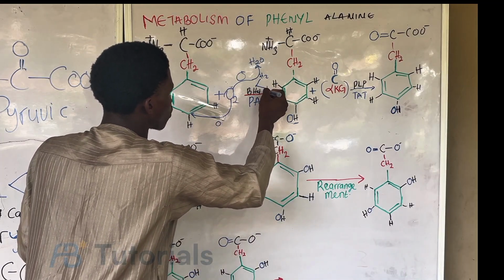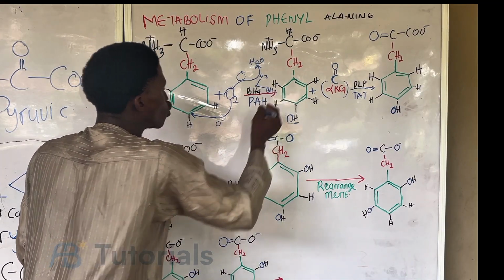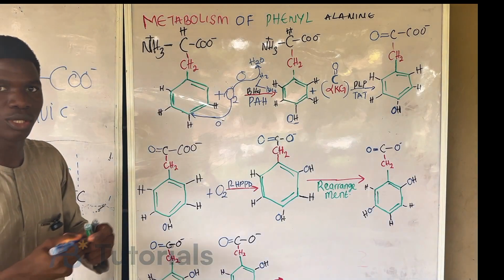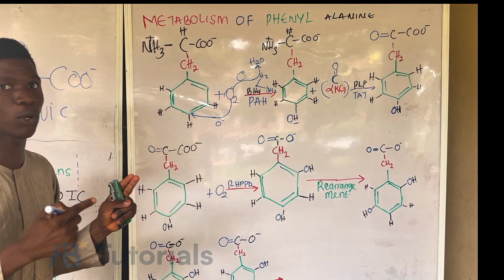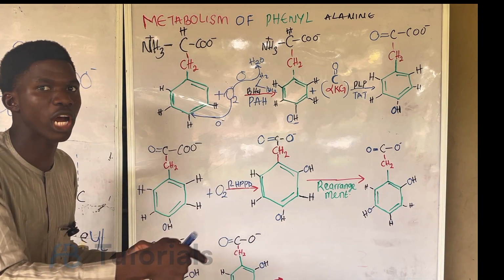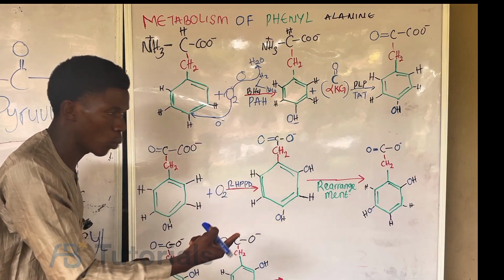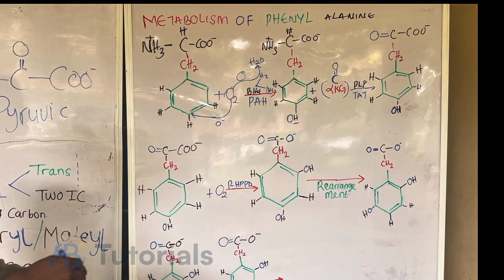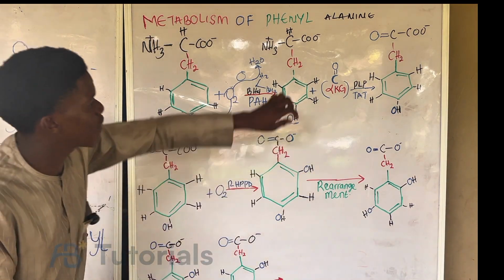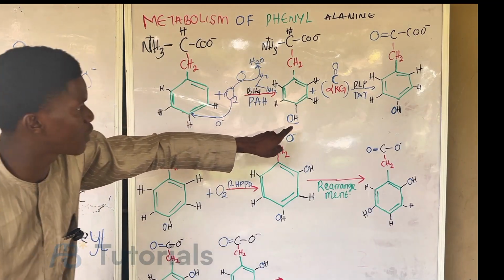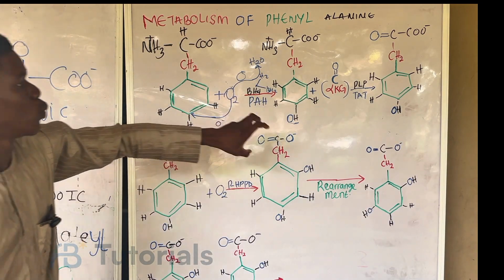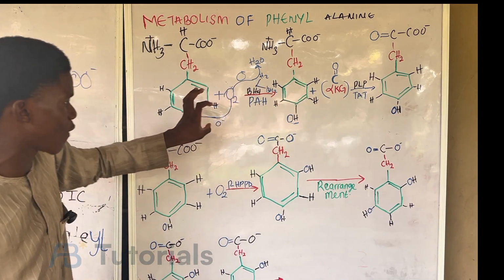It means that here, we will be left with BH2. BH4 has now been converted to BH2. It will now be dihydrobiopterin. I hope that is clear. So we have our thyroxine here, which is now having our OH. Now, we've added one oxygen to the structure of our benzene, to the structure of this phenyl ring, okay?